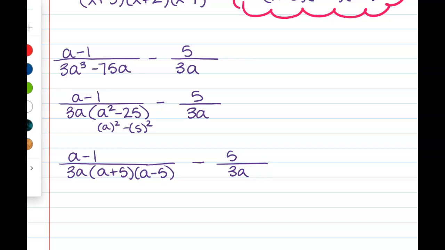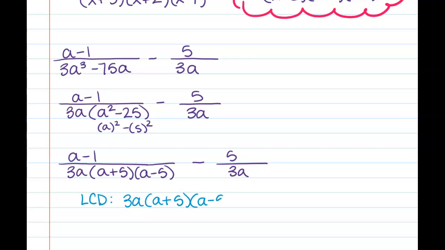So then our least common denominator is 3a times a plus 5 times a minus 5. And then when I look over here at the second piece, 3a has already been taken care of, so we're good. So it looks like the fraction on the left is fine. The denominator is what we want it to be. And then for 5 over 3a, we'll have to multiply by a plus 5 and a minus 5 to get 3a times a plus 5 times a minus 5 in our denominator.